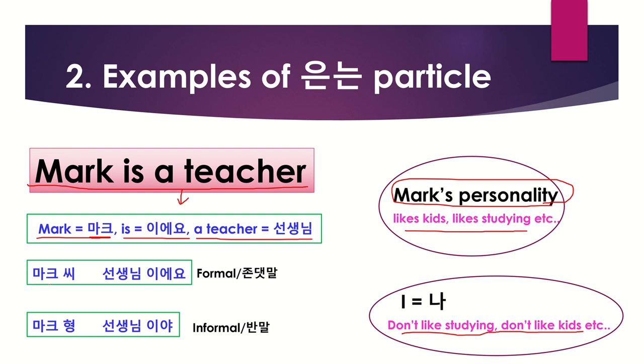And Mark씨 ends with a vowel, ㅣ. Okay, so we need the particle 는: 마크 씨는 선생님이에요. Formal, 존댓말. And 마크 형 ends with the consonant 이응. Okay, so 마크 형은, the particle 은 is needed. 마크 형은 선생님이야. Informal, 반말.